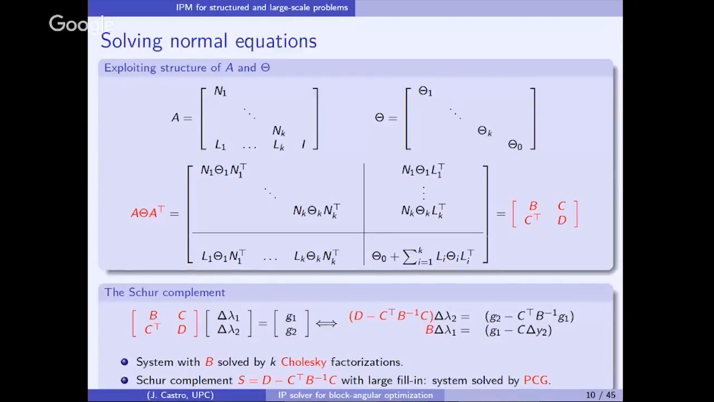Yes. What's the dimension of that Schur complement? Is that the number of linking constraints? It's that, the number of linking constraints. You have 1,000 linking constraints, the dimension of the Schur complement is 1,000 times 1,000. You have 1 million by 1 million.